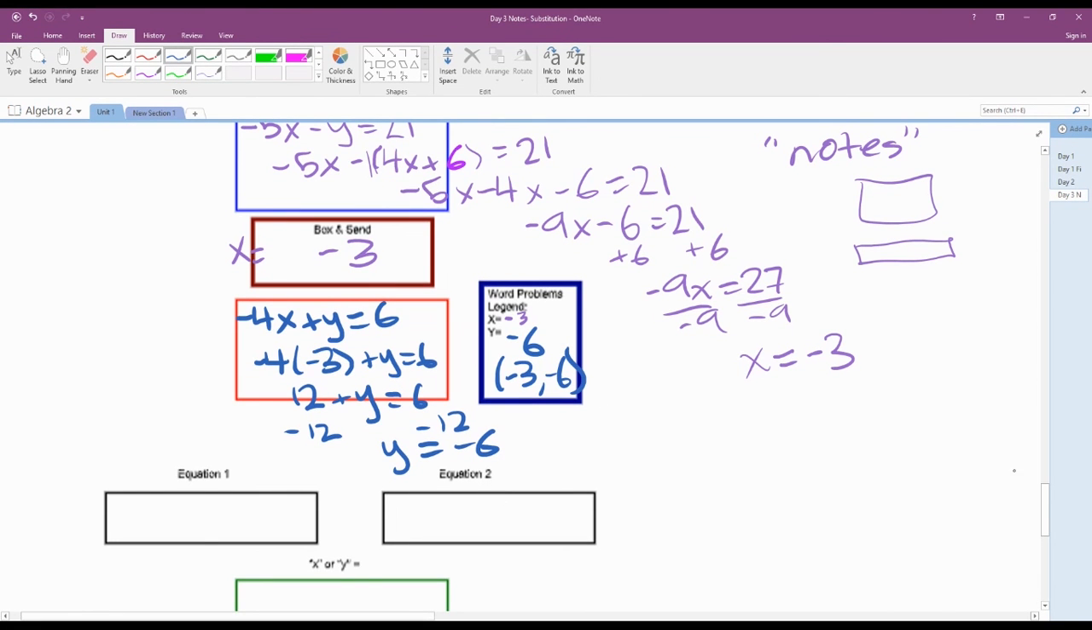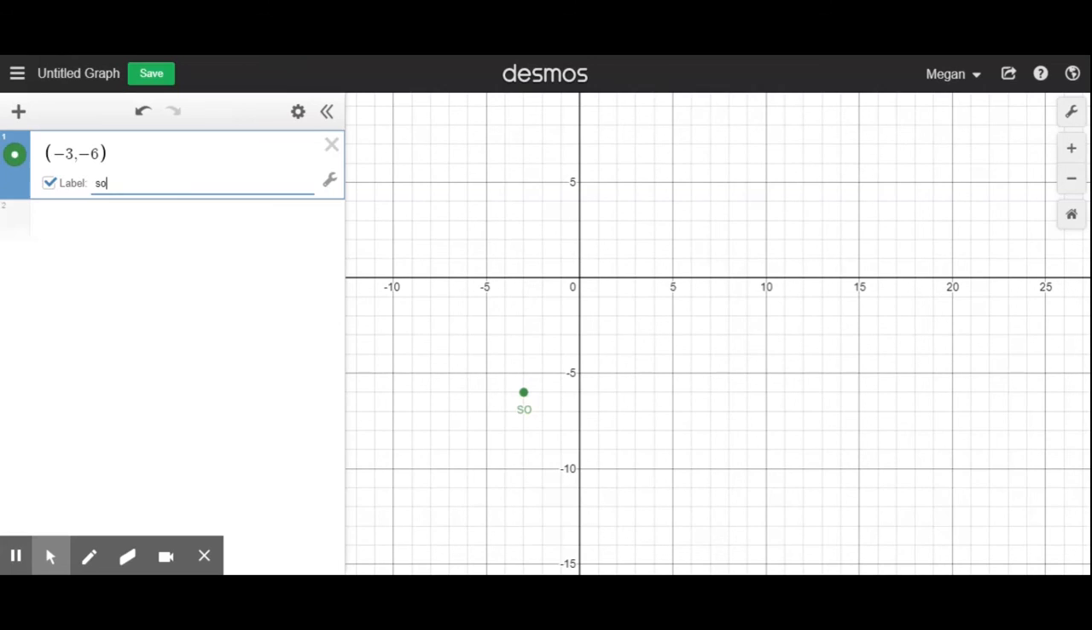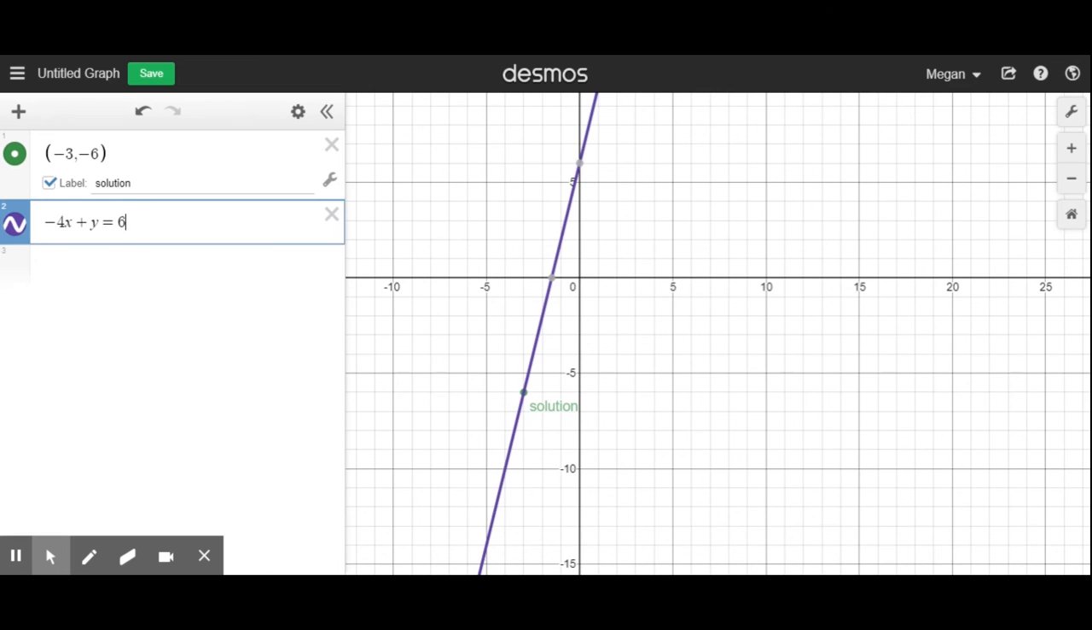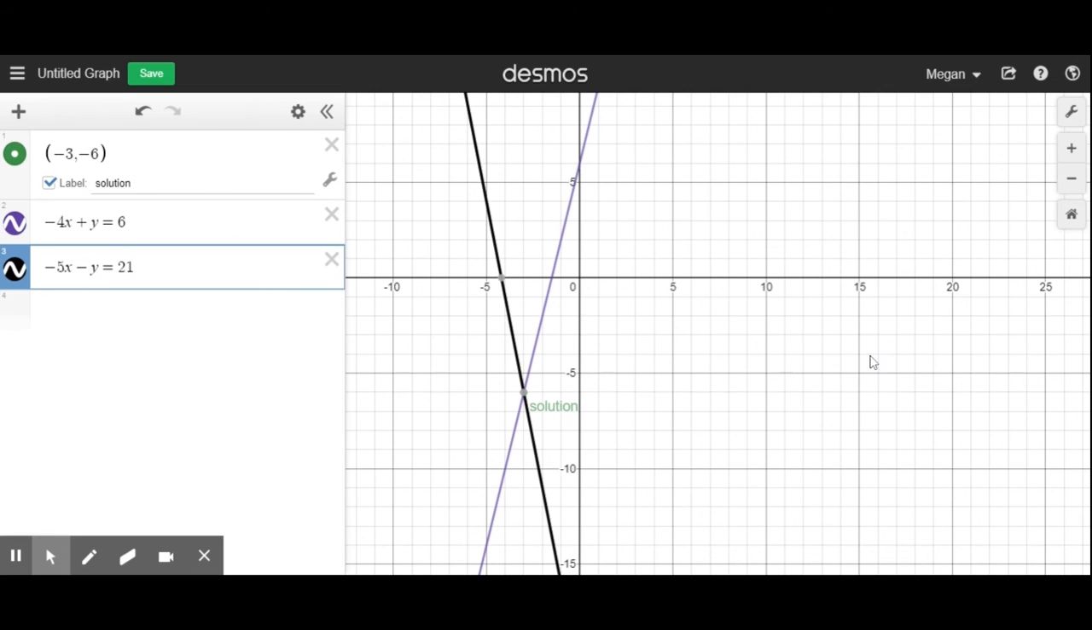Let's see if that's true. So I'm over here, and I got my handy-dandy Desmos again. And I'm going to stick my equations in here. So I got negative 4x plus y equals 6. Okay, we're good so far. And negative 5x minus y equals 21. Cool. So once again, I see that they go through the same spot.